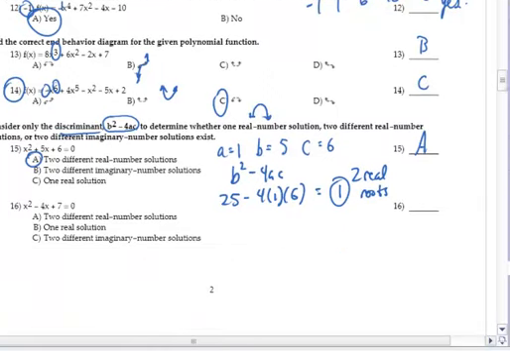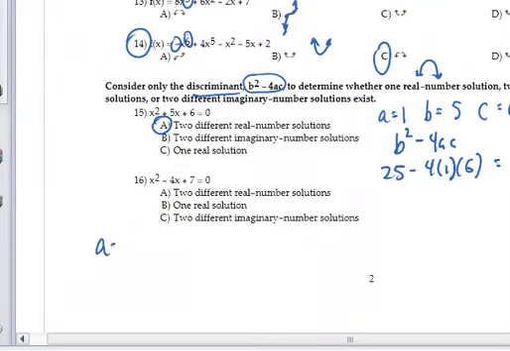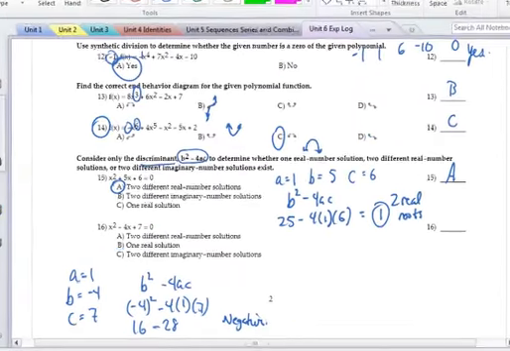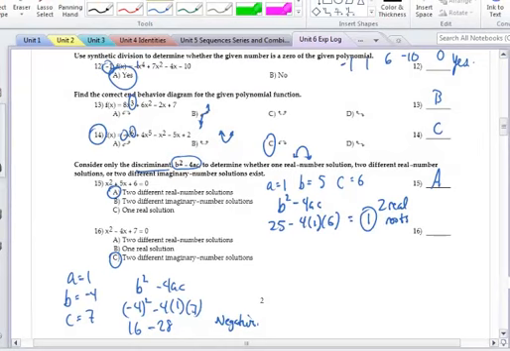Let's now jump back to number 16, and they want us to do discriminant work on that again. The a value is 1, the b value is negative 4, and the c value is 7. So my discriminant, b squared minus 4ac, is negative 4, remember, you square the whole thing, minus 4 times 1 times 7. So this will give me 16 minus 28. That will be negative. And a negative discriminant means your roots are going to be imaginary.